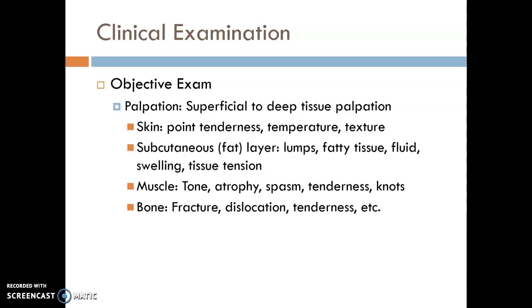For the skin, we're looking for point tenderness, temperature, texture. That second layer, subcutaneous fat layer, we could look for fatty tissue, lumps, any fluid or swelling. In the muscles, we're looking for the atrophy, tone, tenderness, if that muscle's in spasm, any knots. And then the bones, we're looking for the obvious, which is that bone fracture. If we can't see it, there are ways that we can palpate and feel it very effectively, and different tests that we can do without an x-ray. We're also looking for a dislocated joint, or if that person has any pain on a bone.